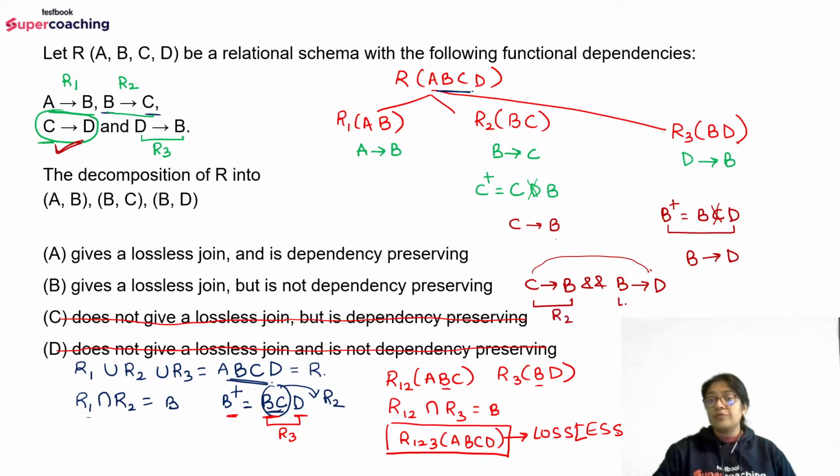This is a non-trivial functional dependency of R3. So this is dependency preserving. So the given decomposition is lossless as well as dependency preserving. So the correct answer for this question is option A. These types of questions you can expect in the exam. I hope that you all are comfortable with all the conditions and the properties.